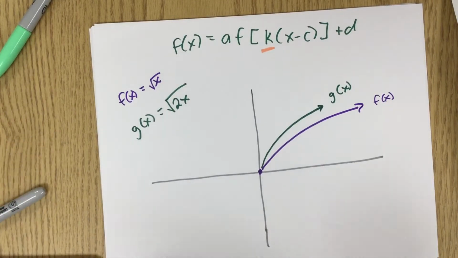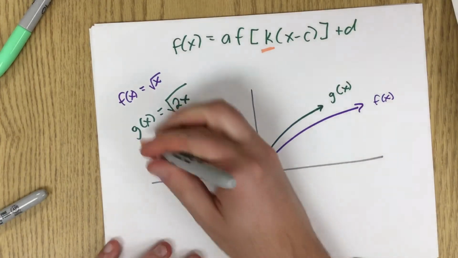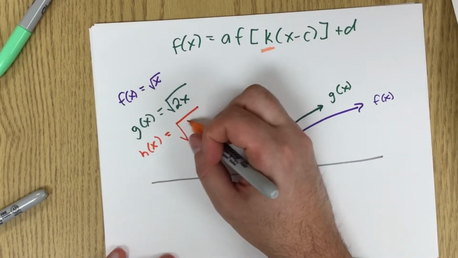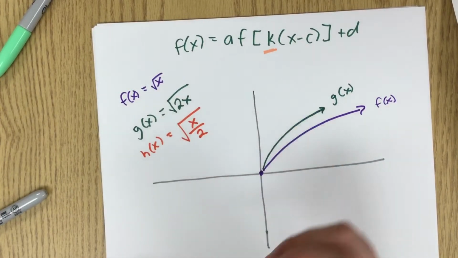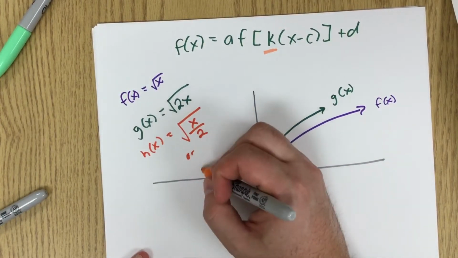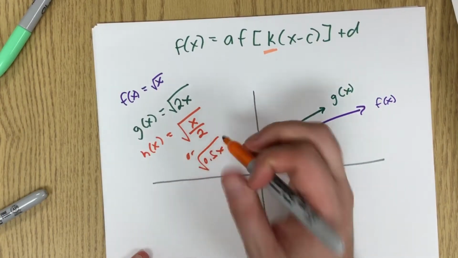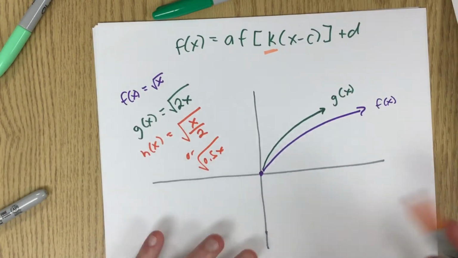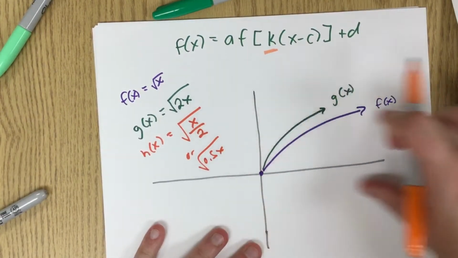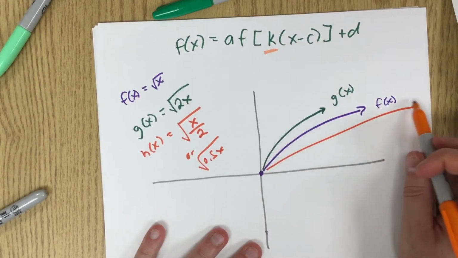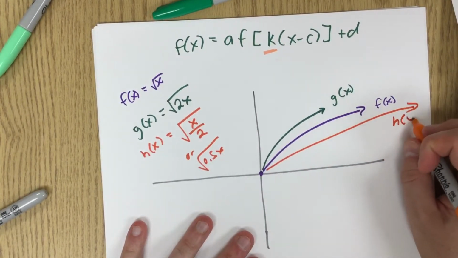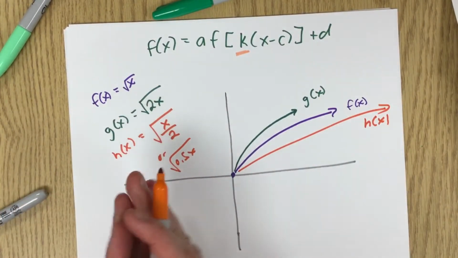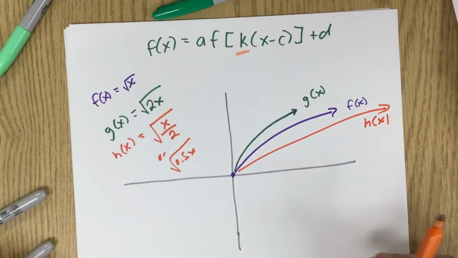And similarly, if we have, for example, the square root of x over 2 or 0.5x, which is the same thing, that's going to be a horizontal stretch. So we're going to take that point, we're going to stretch it out this way. We're going to stretch it out, not drawn too well, but it's going to be stretched out in this way. So g of x is a horizontal compression, h of x is a horizontal stretch.